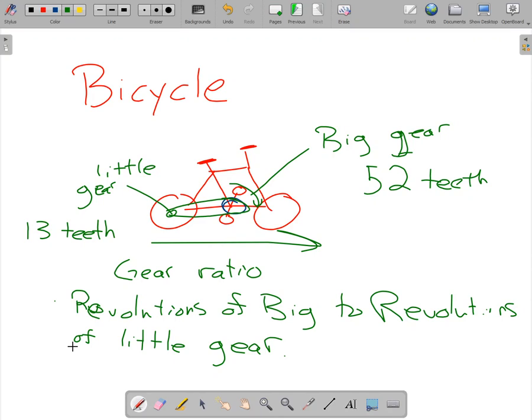Anybody think they know a good answer here? Jamie, what do you think? 1 to 4? You think 1 to 4, so revolutions of the big gear to revolutions of the little gear. Yeah, so we've got an answer of 1 to 4. Does anybody have a different answer?